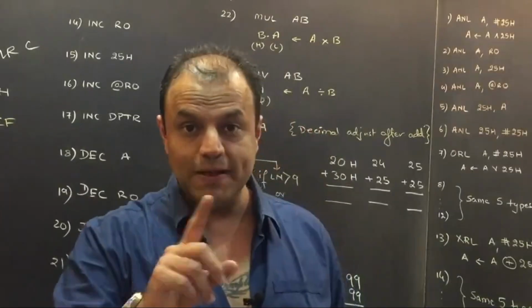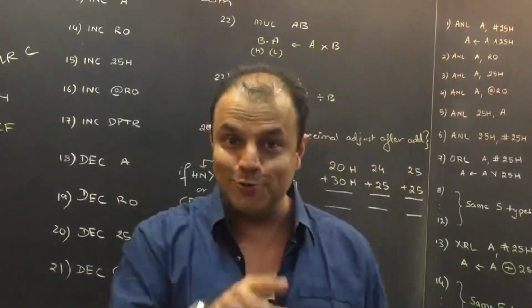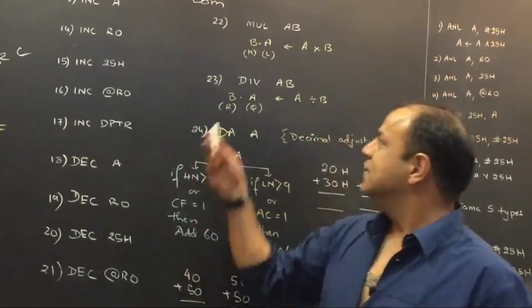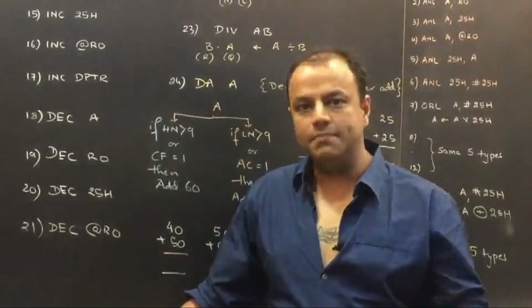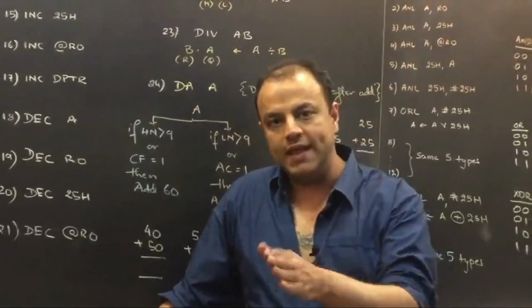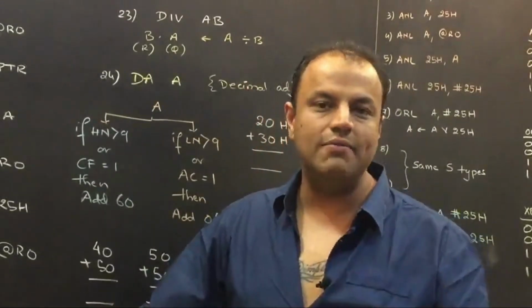So I've taken the two biggest numbers, FF into FF. After performing multiplication, don't check for carry. Unlike after performing addition, when you must remember to check for carry. In multiplication, don't check for carry. Now, the next instruction, div AB. Div AB stands for divide A and B. It will divide the value of A by the value of B. A will be the dividend, B will be the divisor. So it will do A divided by B.